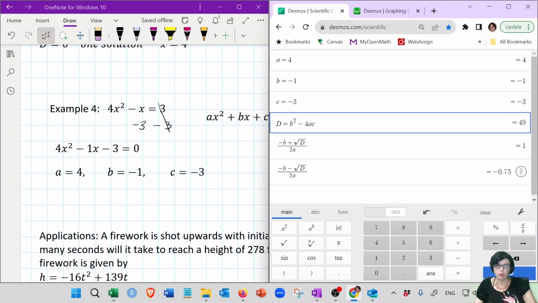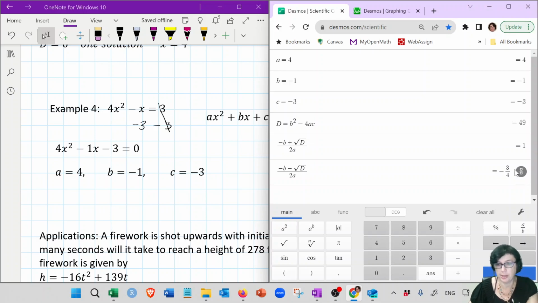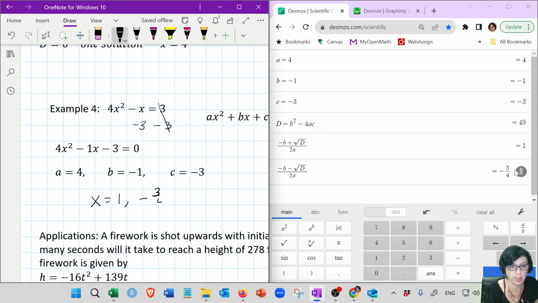So Desmos gives you two solutions. One is 1 and the other one is negative 0.75. Generally speaking, they want you to, if you can, express the answer as an integer or as a fraction, not a decimal. So in order to do that, we're just going to click on the little button here, and it tells me that the other solution is negative 3/4. So this is your 1 and this is your negative 3/4.